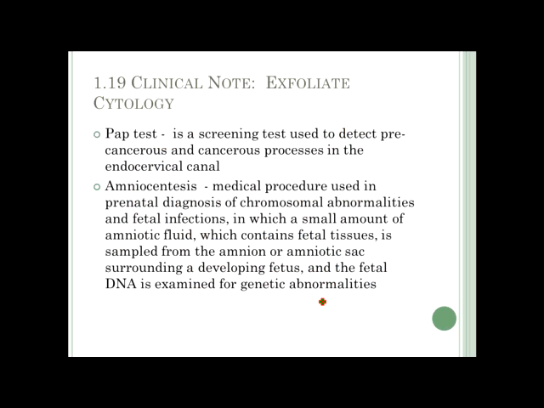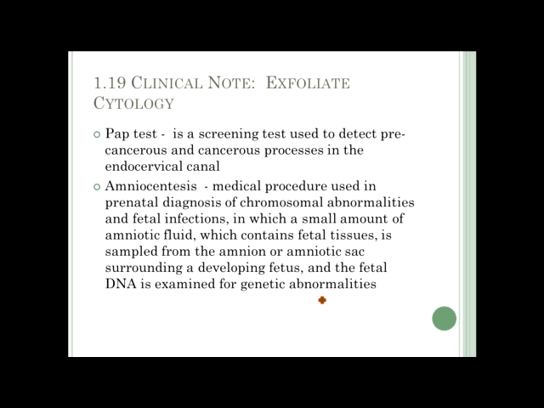Clinical note here, exfoliative cytology, and there's two things that come up as far as this clinical note. One of them being a pap test or a pap smear, and this is a screening test used to detect precancerous and cancerous processes in the endocervical canal. In the front or the opening of the cervix, what they do in a pap test is they'll scrape off some tissue and they'll do something called a wet prep on it and look for cellular change or cells that look abnormal. They also will send this off to a histologist that will take a look at it. So if you have cervical cancer, there would be a change in the cellular environment.